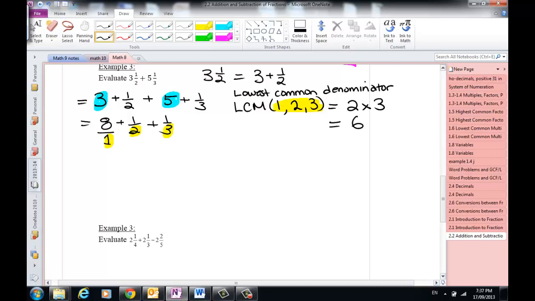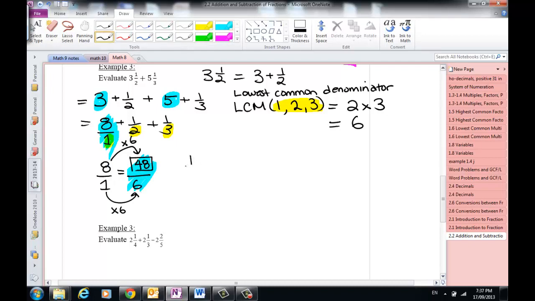Okay, so I have a little work because I have to figure out how to get 8 over 1 to something over 6. Well, to get from 1 to 6, I multiplied by 6. And therefore, here I would also multiply by 6. So what is 8 multiplied by 6? Well, if you struggle with it a little bit, remember that 8 times 5 is 40, and then I add one more 8 onto it, and I get 48. So I've rewritten my first fraction here as 48 over 6.